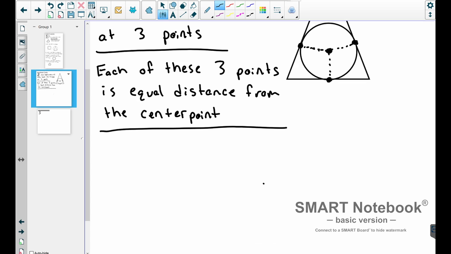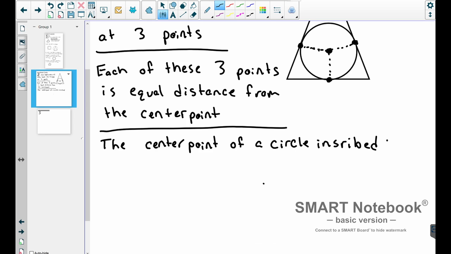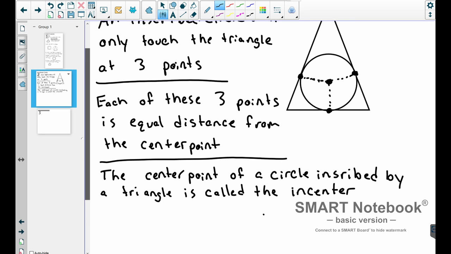We'll write that out as a definition. So the center point of a circle inscribed by a triangle is called the incenter. So that center point of the circle that's inside the triangle is called the incenter.